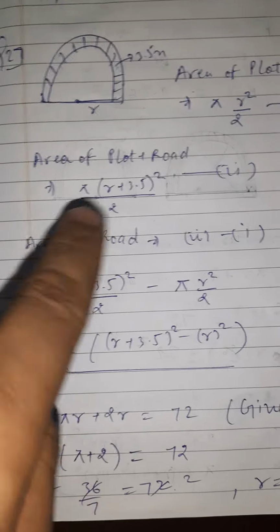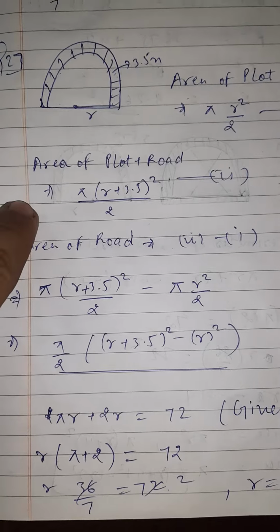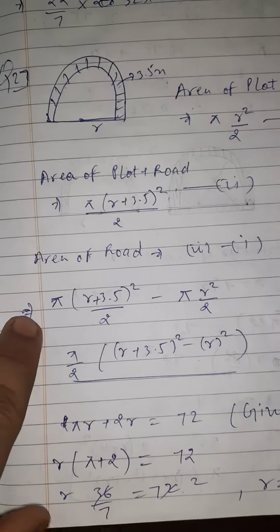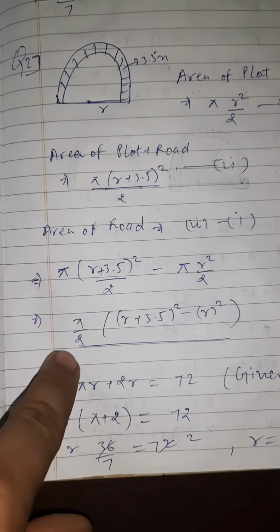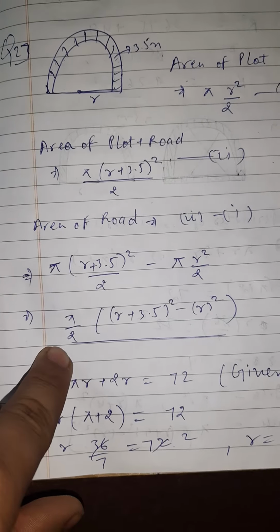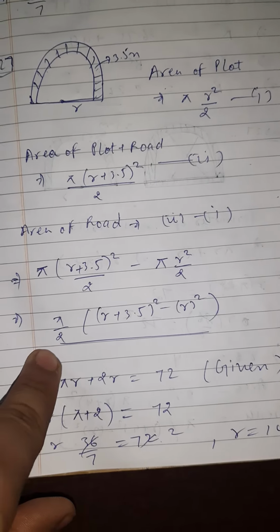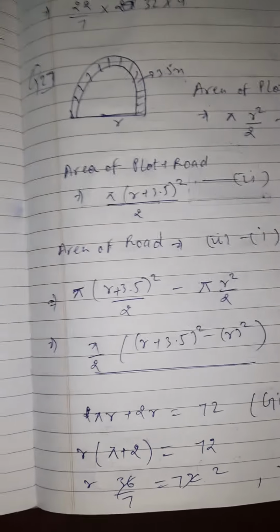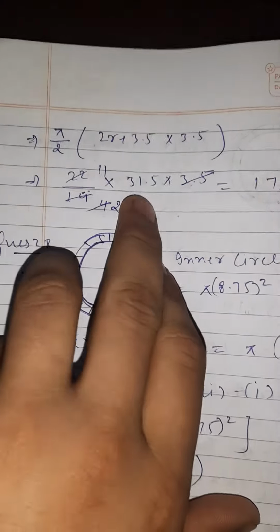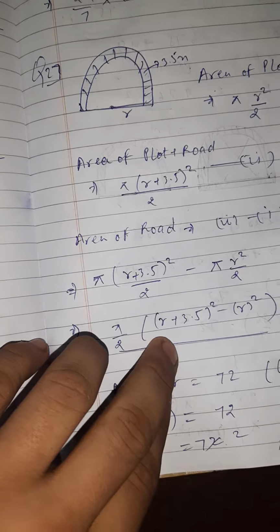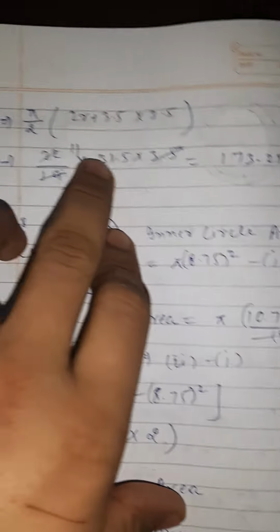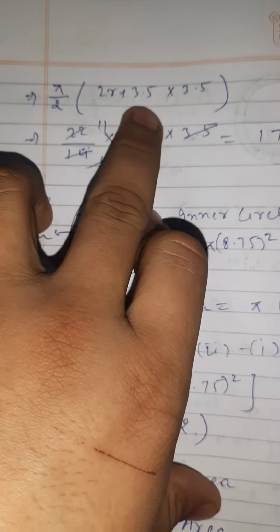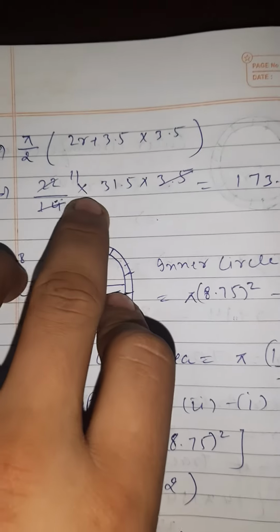Second is the area of the bigger semicircle and first is the smaller semicircle. So their subtraction will give us the area of this region, which is pi by 2 into (r plus 3.5) whole square minus r square, whole in the bracket. As we have concluded the value of r as 14, we shall simply put it here. First we will apply the a square minus b square identity, which will be (a plus b)(a minus b). A plus b will come out to be 2r plus 3.5, and a minus b will be 3.5.